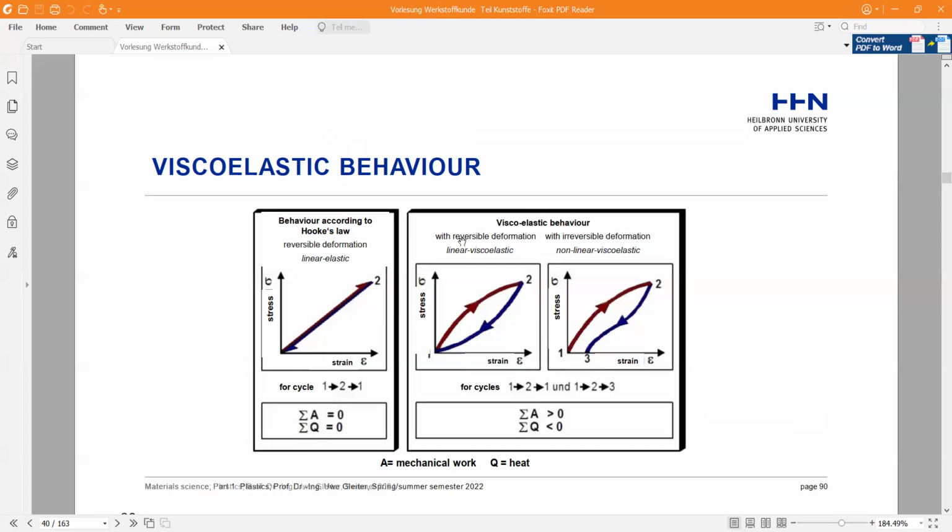Viscoelastic behavior. So first is a reversible deformation, linear viscoelastic. Here we have a cycle 1, 2, and so on. And with reversible deformation, nonlinear viscoelastic has points 1, 2, and 3. And in both of them, the total amount of mechanical work is larger than 0, and total heat is less than 0.